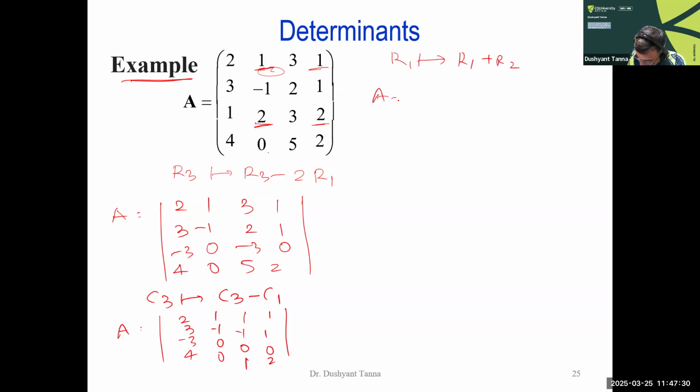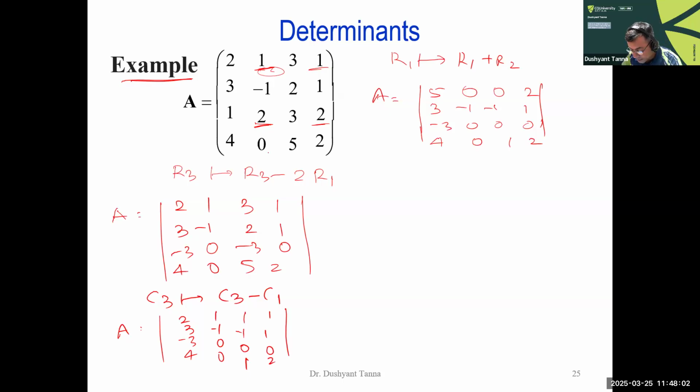Okay. Then my determinant A, row 1 is changing. So skip that, write everything else. 3 minus 1 minus 1, 1. Minus 3, 0, 0, 0. 4, 0, 1, 2. That is 5. This is 0, this is 0, and this is 2. I can still bring some more zeros. The more the better. Always the more the better.